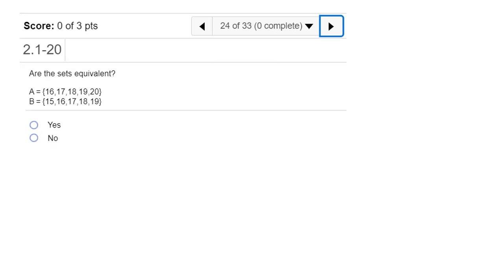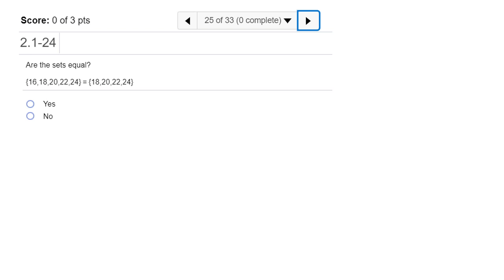Are these sets equivalent? Remember, equivalent just means they have the same number of elements or items. So let's see, 1, 2, 3, 4, 5 items in set A, 1, 2, 3, 4, 5 items in set B. So yes, those would be equivalent.